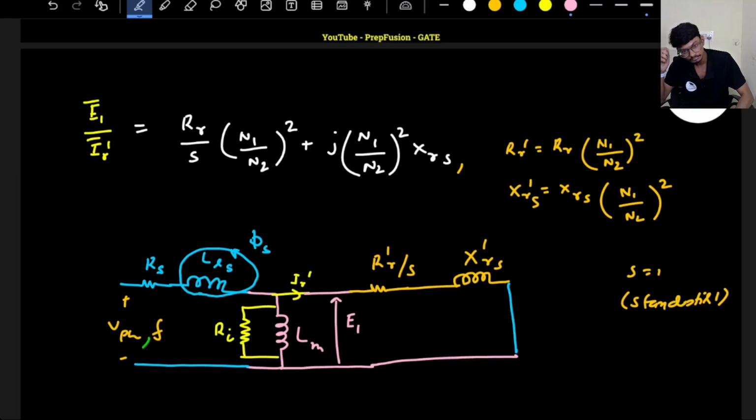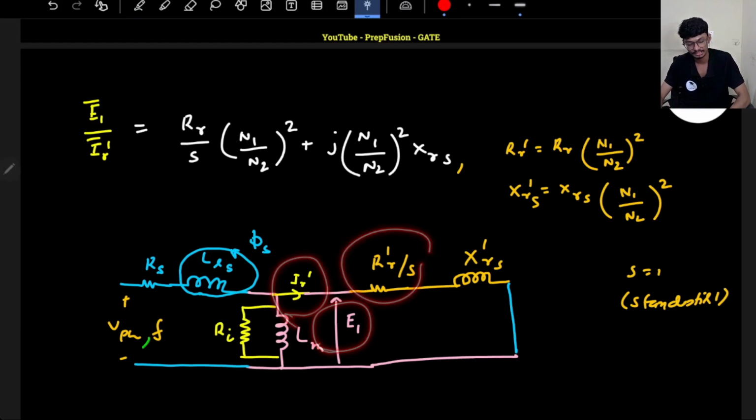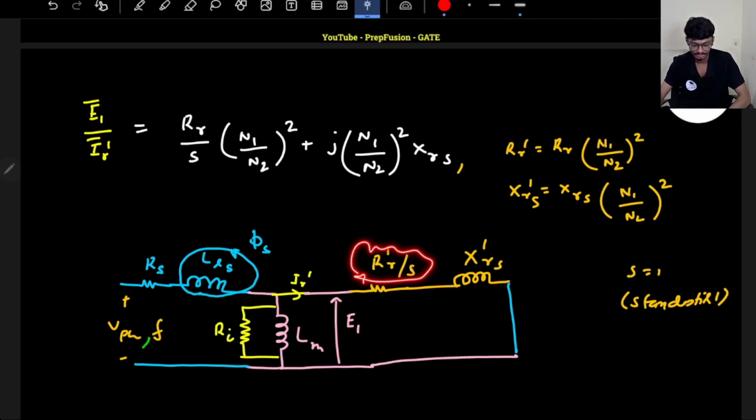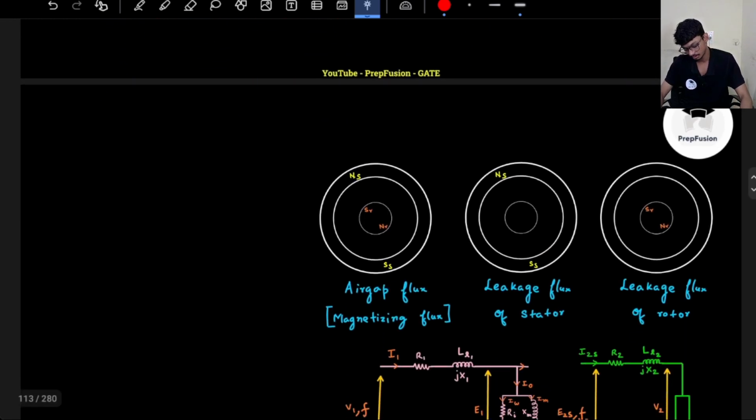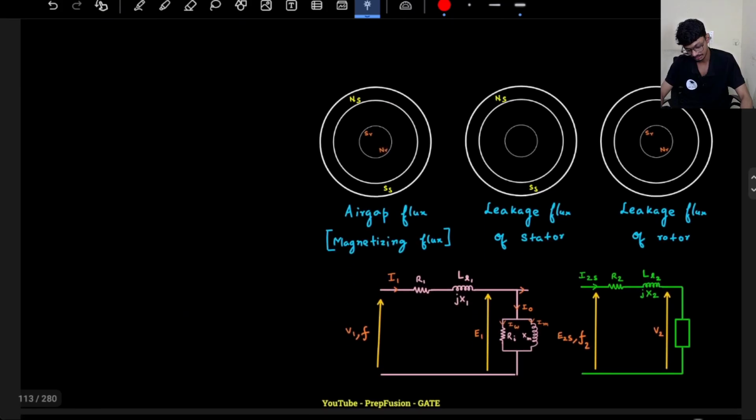Okay, now we make few changes. About those changes we will discuss later, but for now I hope you have understood that some rotor current IR dash will flow due to the induced EMF, that is RR dash divided by S and XR dash. So this is not RR dash only, it is divided by S, because I have to factor in the slip, because slip is also present over in the circuit. Okay, so same thing basically.